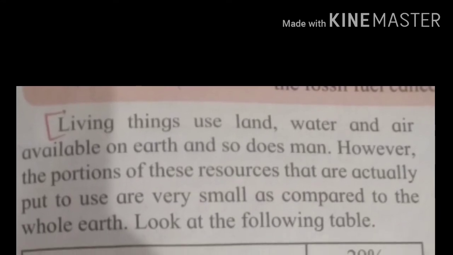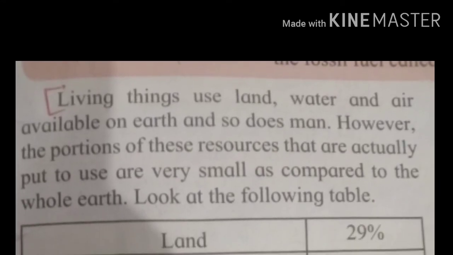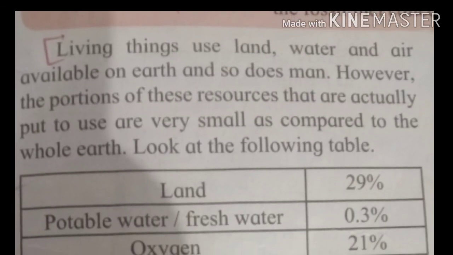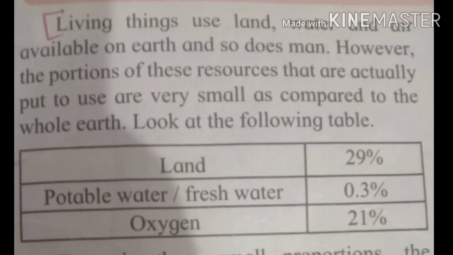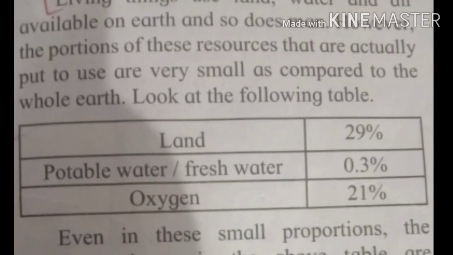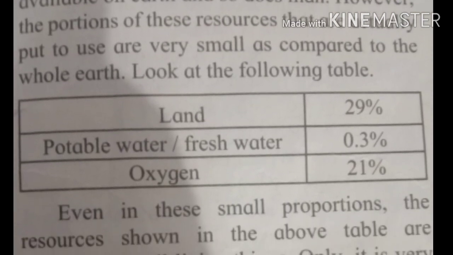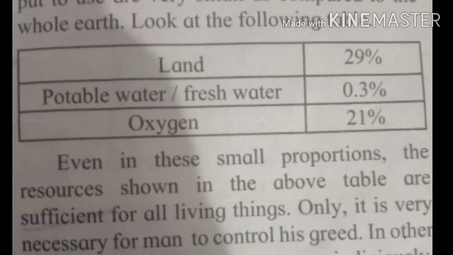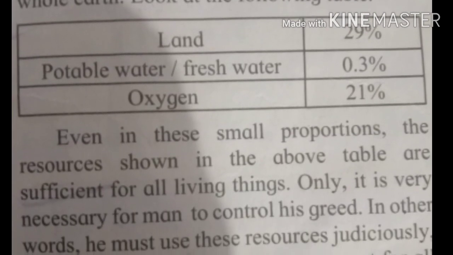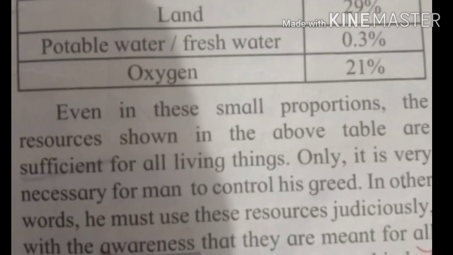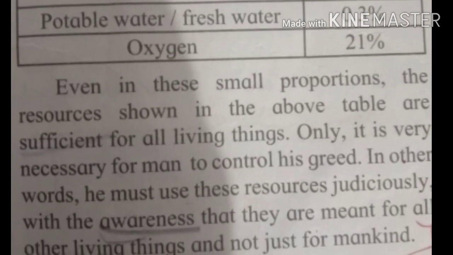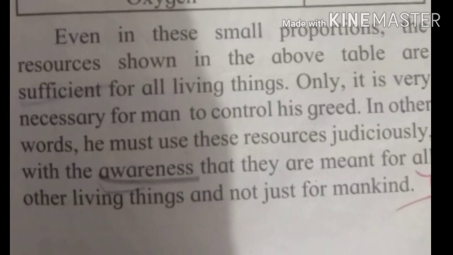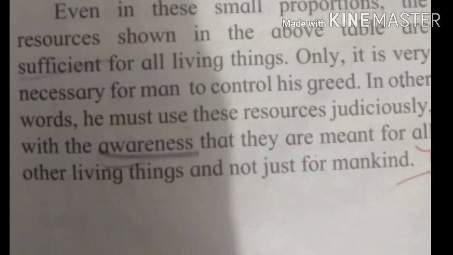All living things use air, water and land available on the earth. One can understand from the given table that it is very little, but still this much is sufficient for all living things including man, only if man controls his greediness. So children, we must use these resources judiciously with the awareness that they are meant for all living things and not just for mankind.